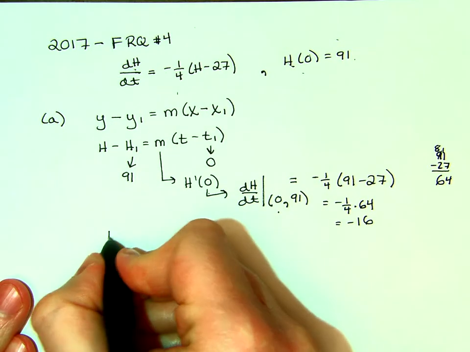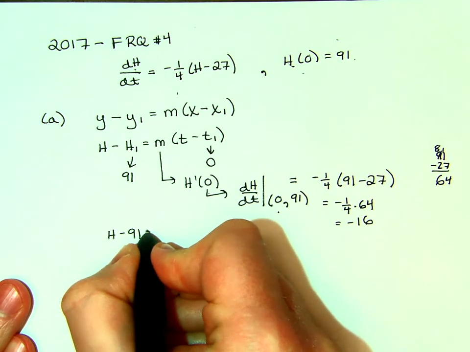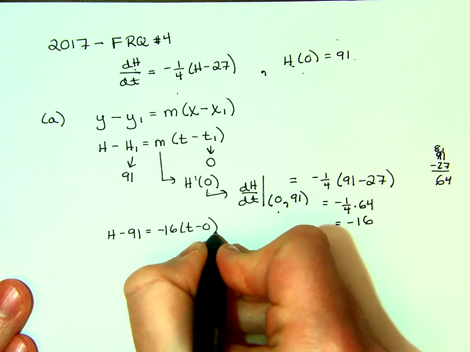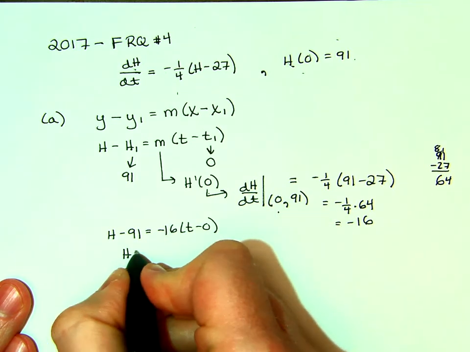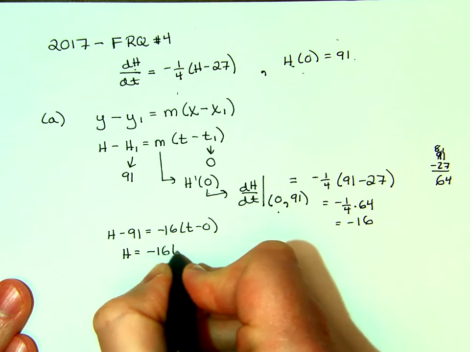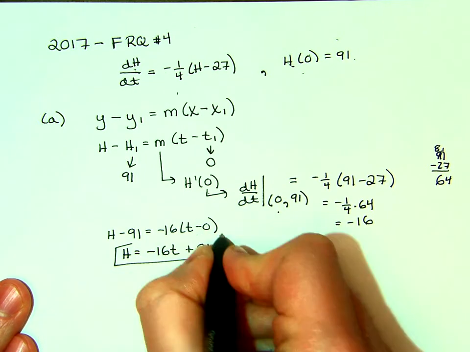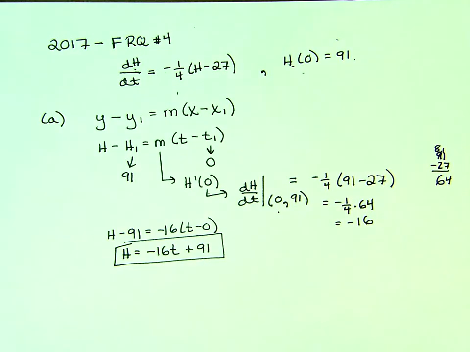So my tangent line is looking like h minus 91 equals negative 16 times t minus 0. I can solve this for h and make it h equals negative 16 times t, there's no need for the minus 0, plus 91. And that's my tangent line approximation to the solution of the differential equation.